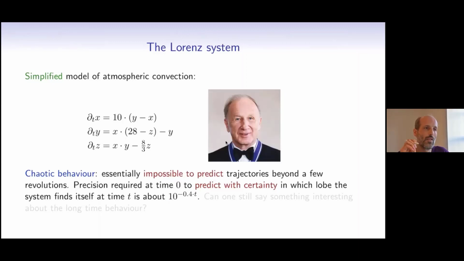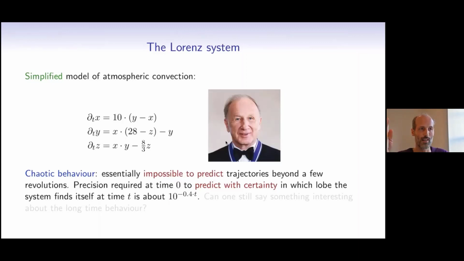But 10 to the minus 40, remember, was about the ratio between the size of an elementary particle and the size of the universe. Right? So it's a completely impossible degree of precision.